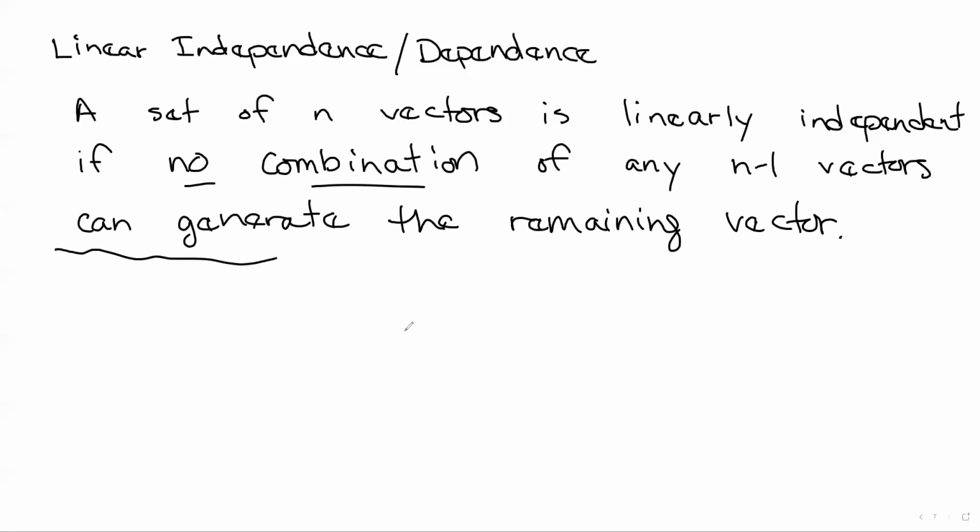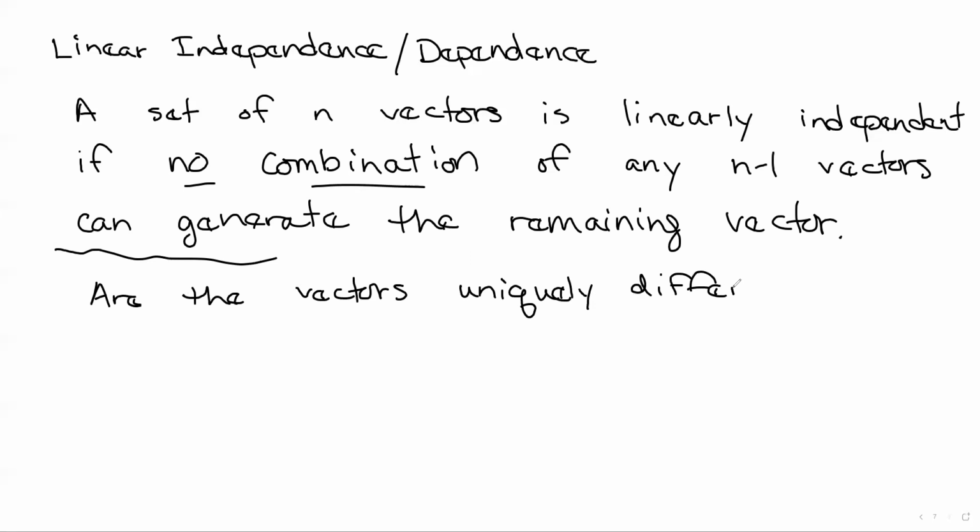Okay, so that may seem like an esoteric definition. Another way to think about it is, are the vectors uniquely different? So the question is, how different are the vectors in your set of vectors? Let's look at some examples to try and illustrate that.